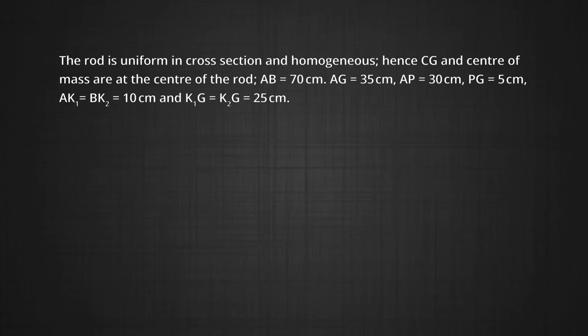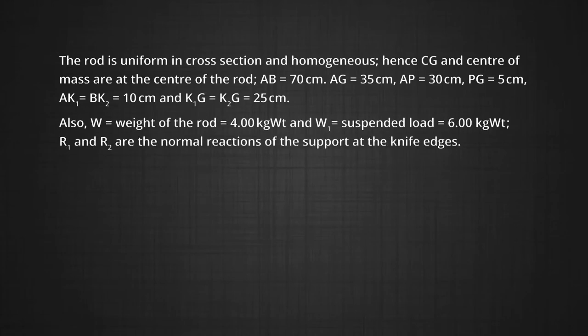Here, AB is equal to 70 centimeter, AG is equal to 35 centimeter, AP is equal to 30 centimeter, PG is equal to 5 centimeter, AK1 and BK2 will be equal to 10 centimeter, while K1G and K2G will come out to be 25 centimeter. Also given is the weight of the rod, 4 kg weight, while the suspended weight, which is W1, is given to be 6 kg weight. R1 and R2 are considered to be the normal reactions of the support at the knife edges K1 and K2.